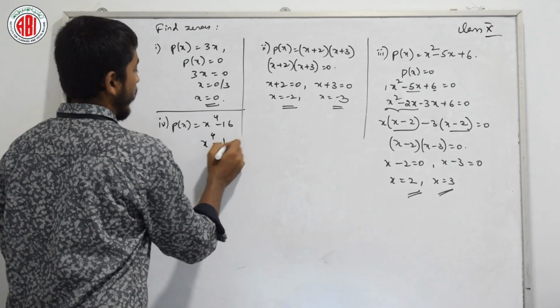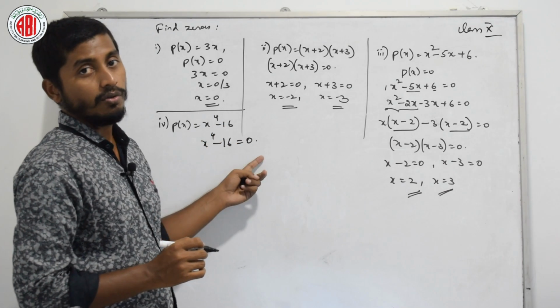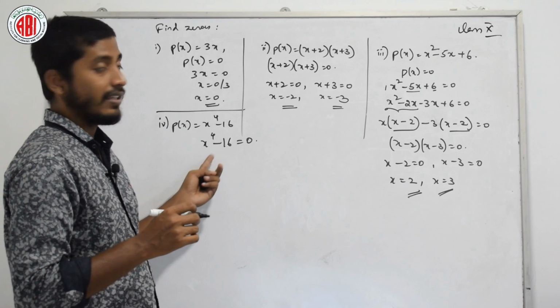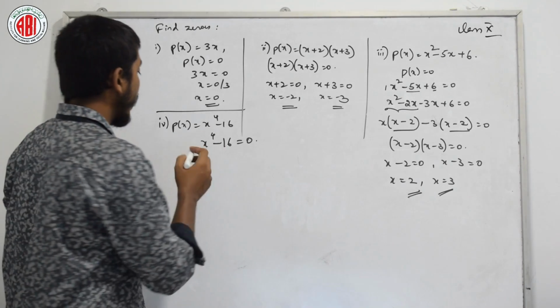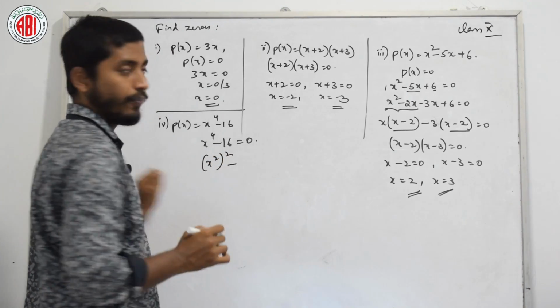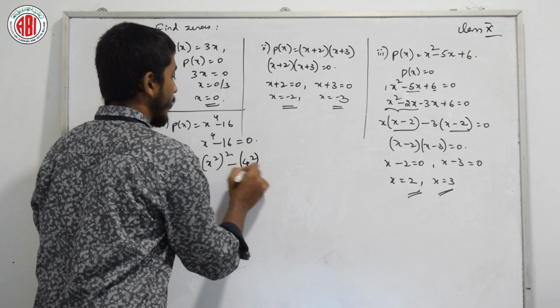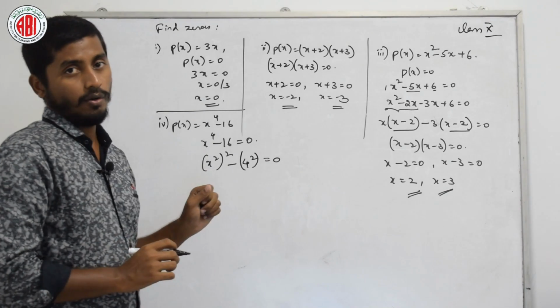Now we have the first step. What is the first step to find the zero? We have to equate the given polynomial to 0. Let us check whether there is a chance of factorizing. See here, x power 4 can be written as x square whole square. Is it okay? 16 can be written as 4 square. That is equal to 0.